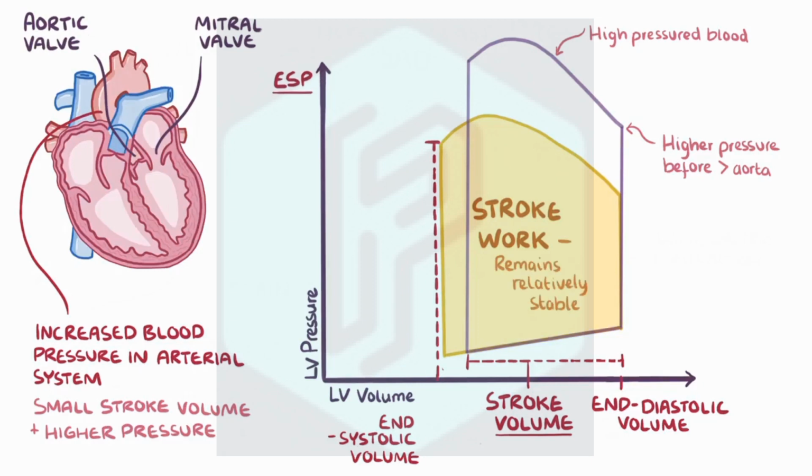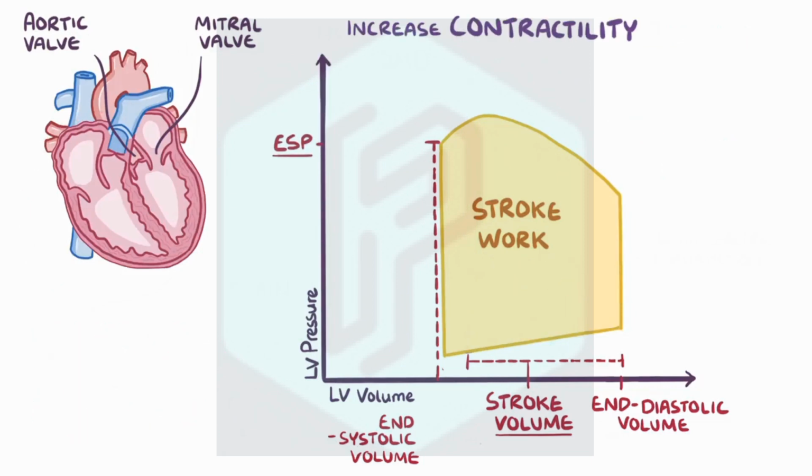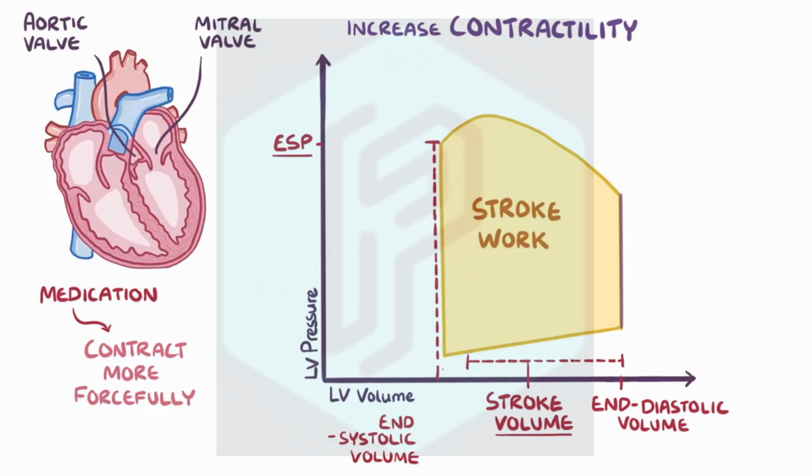So we've tried out two changes. Let's go for one last change and up that contractility by giving a medication that makes the heart contract more forcefully. Increased contractility means that during the ejection phase, the blood is under higher pressure, and so the ejection phase goes on for much longer.